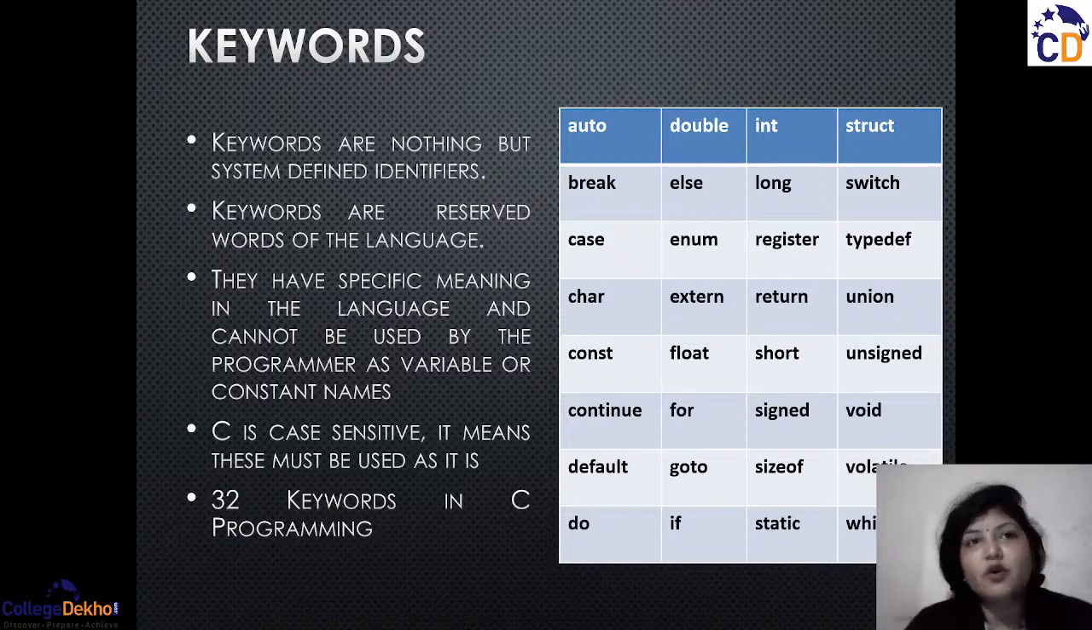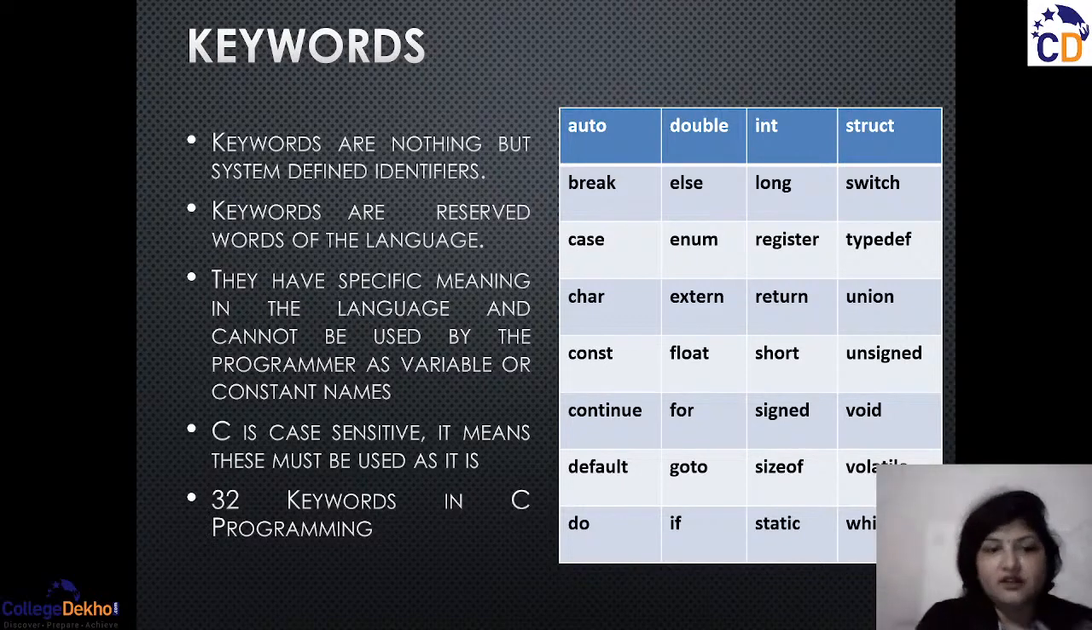So for a constant name or variable, we cannot use it like this: for underscore name. We can have for underscore student, but we cannot have for is equal to 10. So why is it not accepted? Because it is a system defined programming identifier. Similarly, goto is equal to 10. So goto cannot be treated as a variable holding the value 10. It is not possible. Why? Because this is a system defined identifier.